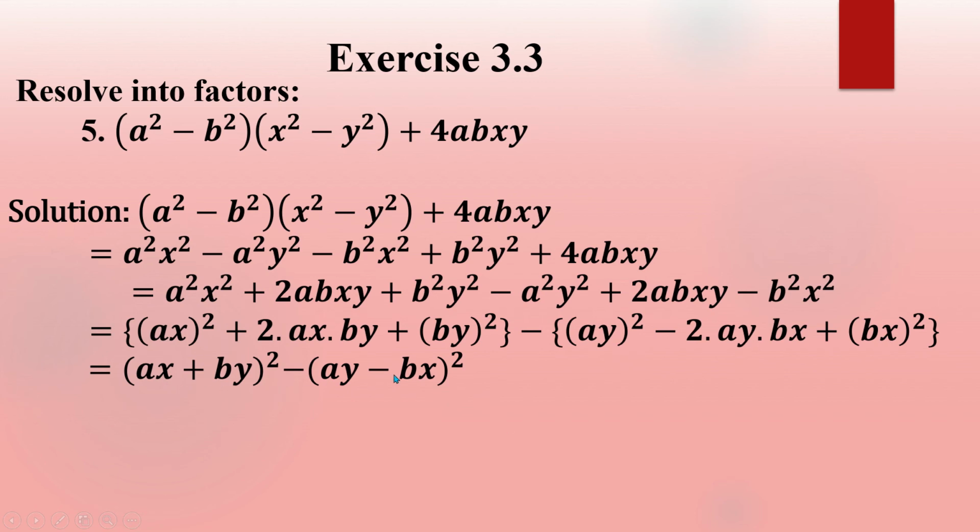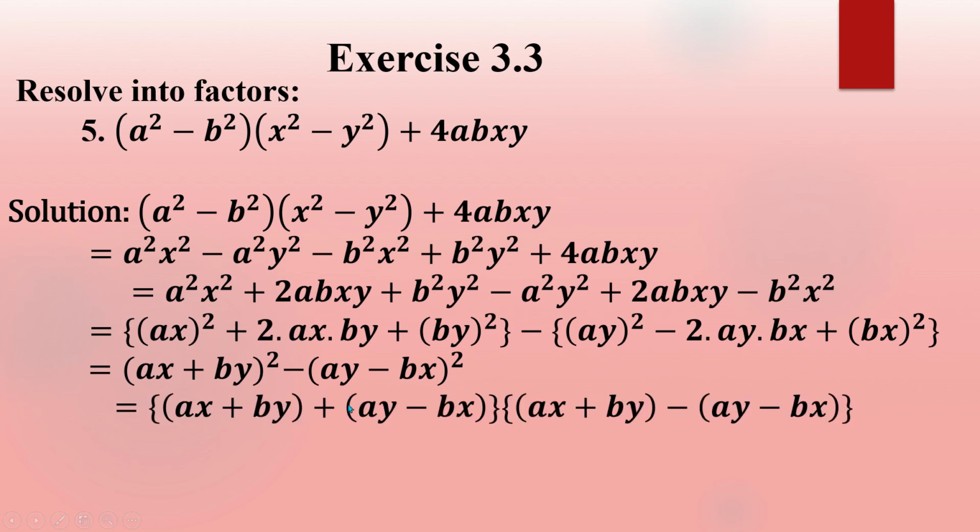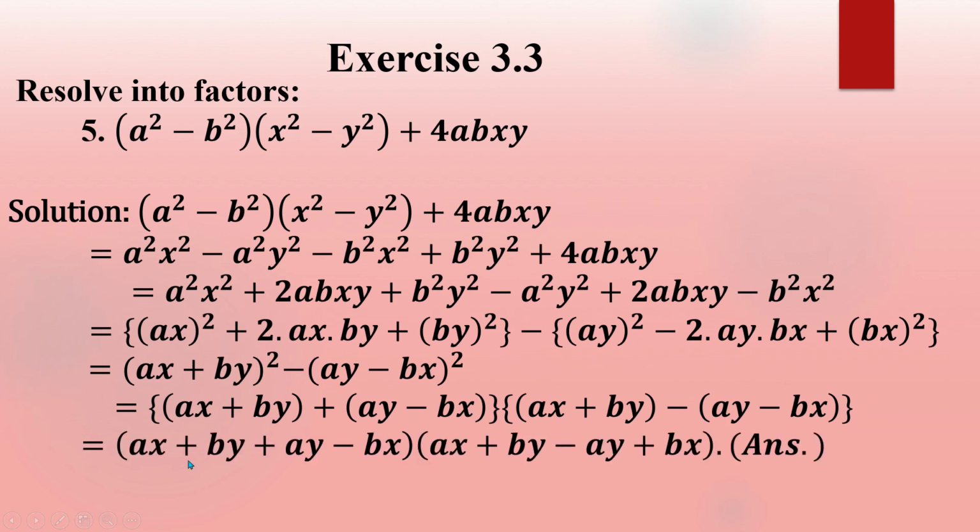That means a square minus b square. So we can write (a plus b) into (a minus b), where a means ax plus by and b means ay minus bx. Like this way we can write (ax plus by minus ay minus bx). Now omitting brackets we get (ax plus by plus ay minus bx) and (ax plus by minus ay plus bx). This is the required answer. Clear, student? Okay.